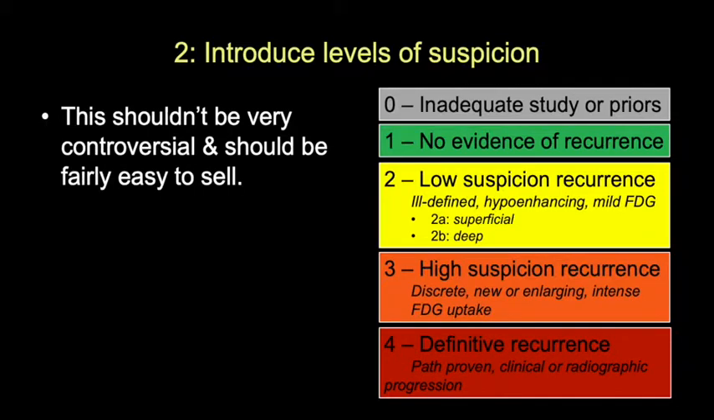The next step is just to introduce the levels of suspicion. This shouldn't be controversial. Should be a fairly easy sell. Many of you may already be reading based on a 3 or 4 level schema. So either a normal scan, an abnormal scan, which maps to 3 or 4, or an indeterminate scan mapping to 2. When you go through these levels, I think the referring clinicians appreciate having more commitment from radiologists rather than less. And then you can go into the nuances of whether it's mucosal or deep.